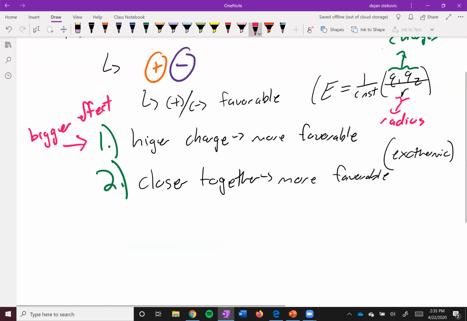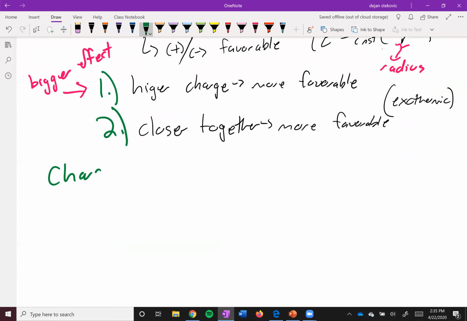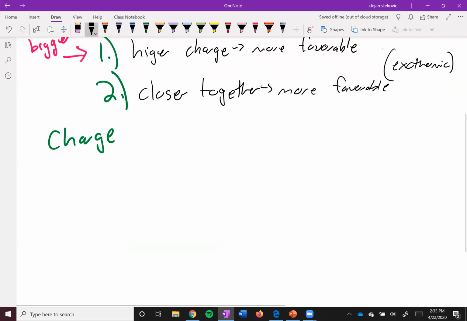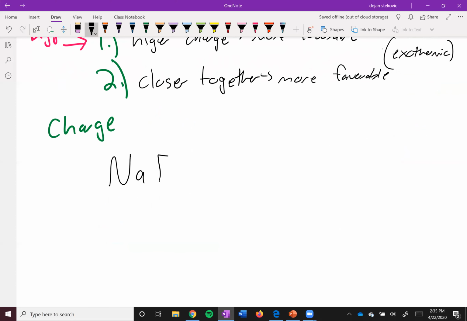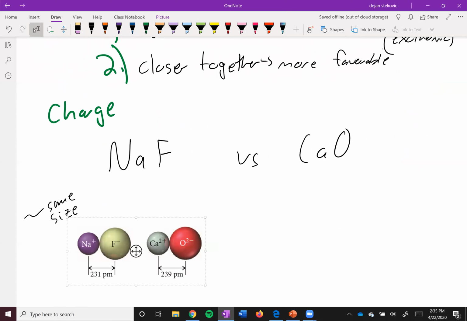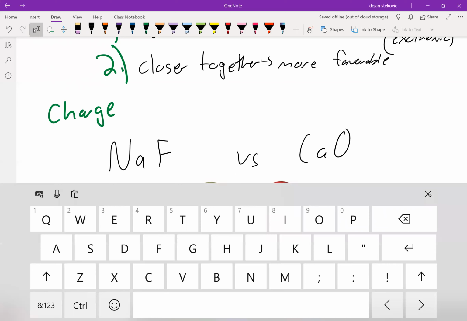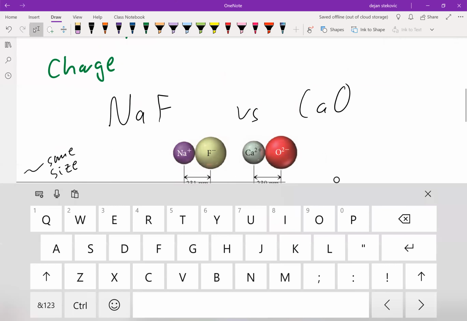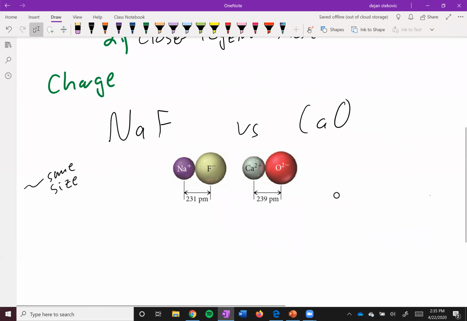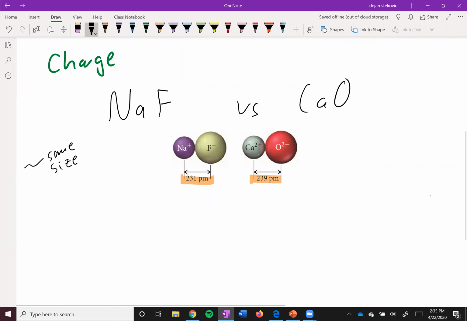So let's check that out. Let's check out charge first and look at the lattice energy of certain compounds. We have sodium fluoride here versus calcium oxide. And these are approximately the same size, so size isn't going to be too big of a factor. Got a little picture here for you. You can see they're both approximately 230 to 240 picometers, right? Not that big of a difference. 230, 240, approximately the same.